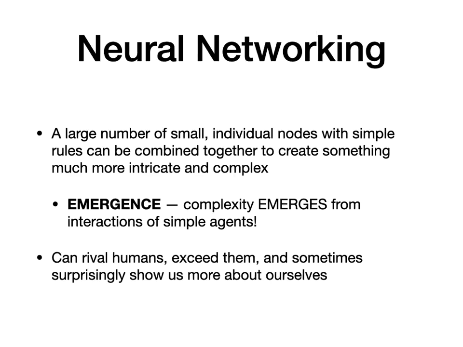So that's our little skipping across the pond of neural networking. It's the idea that, if you have one big takeaway, a large number of small individual nodes with fairly simple rules can be combined together to create something much more intricate and complex. Emergence is the key idea there. And the complexity emerges from interactions of simple agents. And we've shown that these can rival humans, they can exceed them in some places, and sometimes they can really show us some things about ourselves.